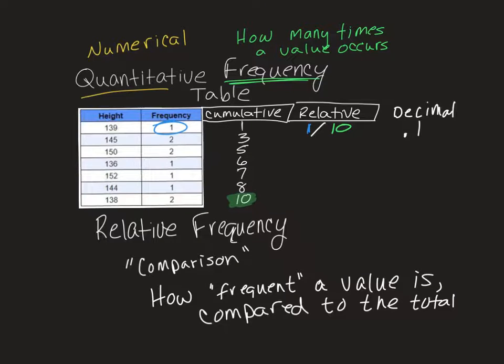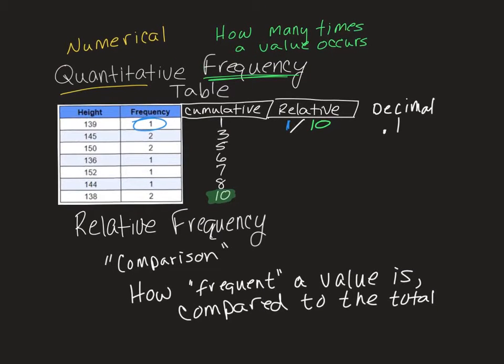We almost never leave it as a fraction. Sometimes we do, but most of the time we do not. So you can just leave it in decimal form, but frequently we also use a percent. The way that you would take that decimal and convert it to a percent, thinking back to middle school, you take that decimal and move it 2 places to the right. So 0.1 is the same thing as 10%. It's basically saying how much of all the values on the table are 139.